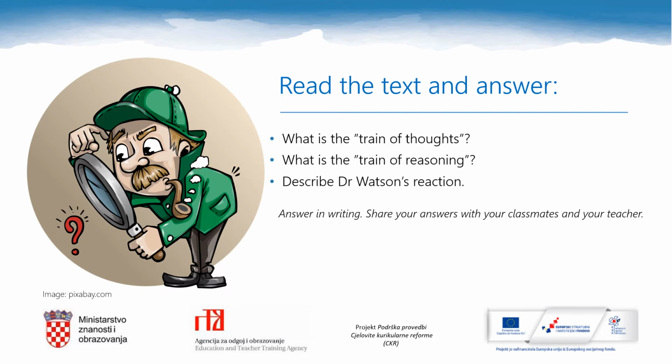What is the train of thoughts and what is the train of reasoning? Please go back to the text for reading and answer these two questions. They will help you understand how the mind of a detective works. First, the train of thoughts coming one after another, observing things, observing details, and then the train of reasoning, making conclusion, deducing from the details that he has noticed.